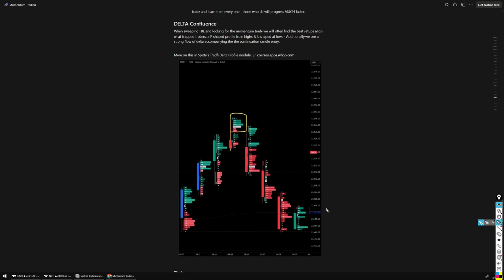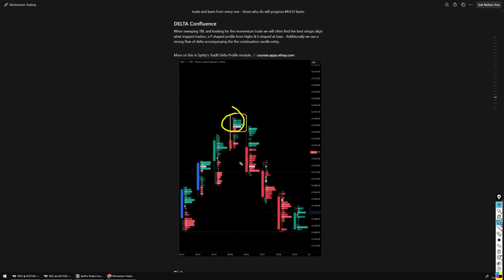So in this instance, you've got trapped longs, okay? You see all these longs into these highs. This is a London high. And then you get that flush out, you get plenty of bearish delta, and there is your continuation candle entry there. Stop at the highs, look to trade with that aggression, with that momentum, okay?